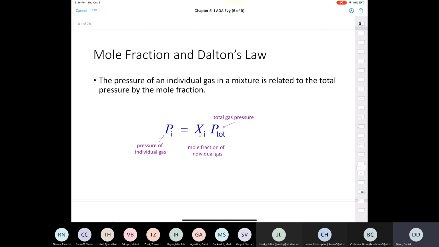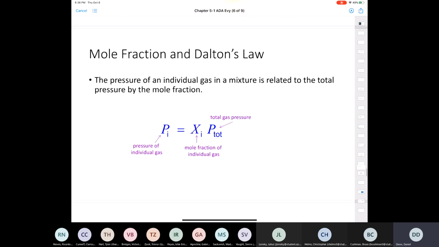Here's how mole fraction relates to Dalton's law that we just looked at, where Dalton's law was P total is equal to P1 plus P2 plus P3, so on and so forth. The pressure of an individual gas in a mixture is related to the total pressure by the mole fraction. And so if I want to determine the pressure of component 1 or 2 or 3 or 4 or 5 or whatever, I'm going to simply multiply the total gas pressure by the mole fraction of that individual gas.